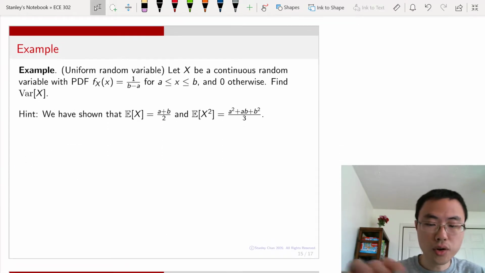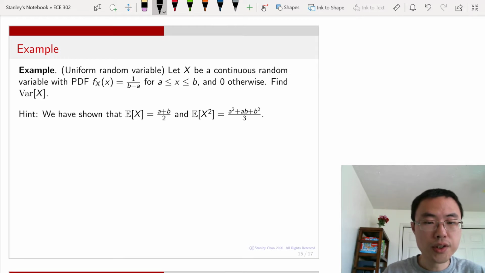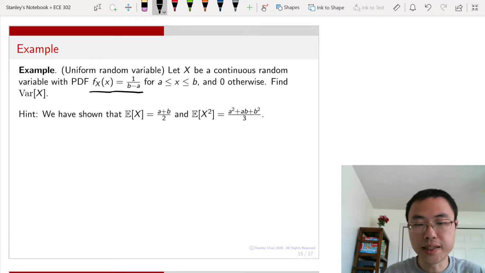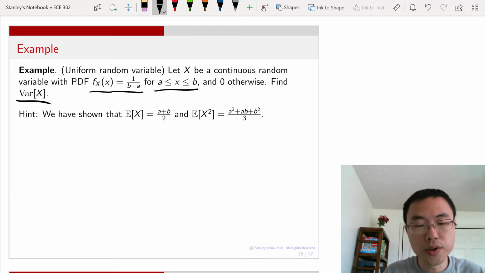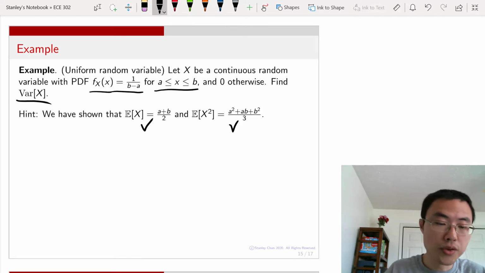Now, let us work on an example. Here x is a uniform random variable with fx equal to 1 over b minus a, for the range of x being between a and b. We want to find the variance of x. In the previous slides, we have already shown that the expectation of x is a plus b divided by 2, and the second moment is a squared plus ab plus b squared divided by 3. So we ask, what is the variance of x?